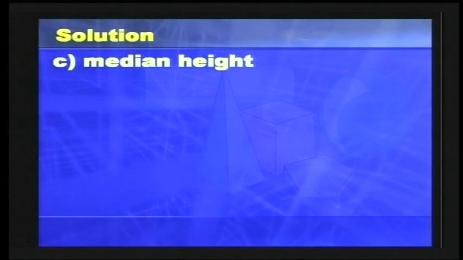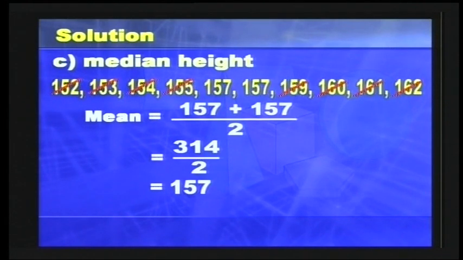Okay, C, median height. 157? 156? Did you say 156? Oh, sorry, 157. Okay, let's check. Yeah, you crossed, and there were 157. You can either add and divide by 2 to get this, or it's still the same, 157. But here, because there were 2 middle values, you had to add the 2 and then divide by 2. So we got 157.